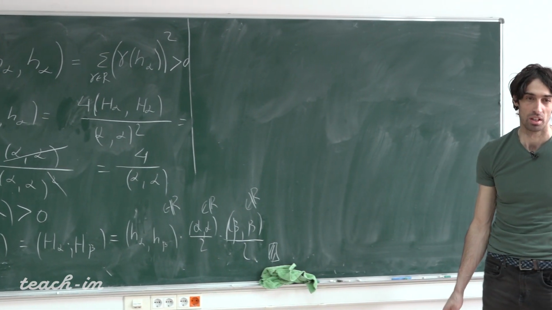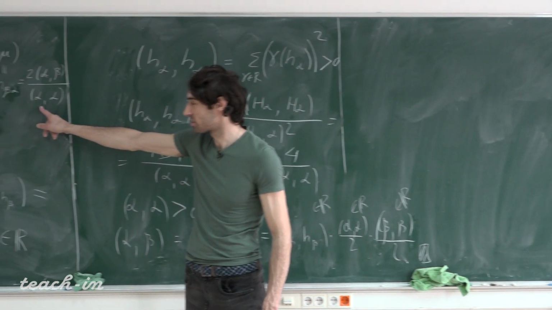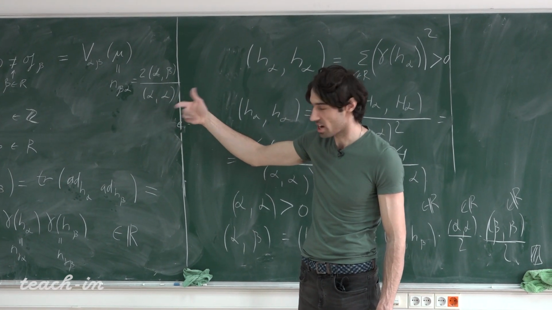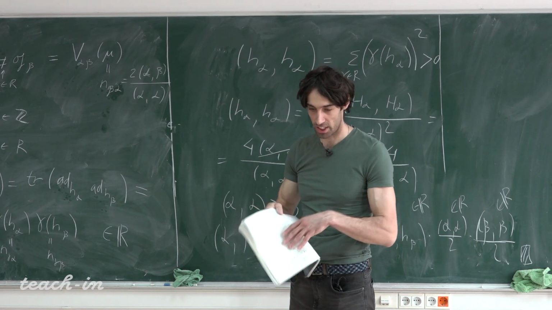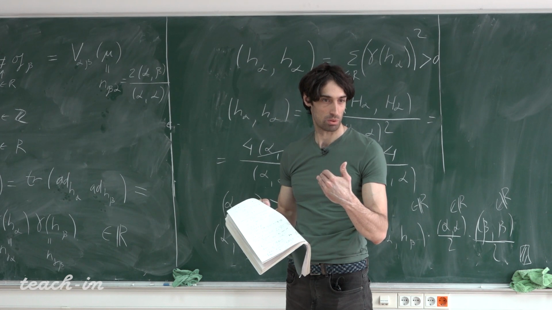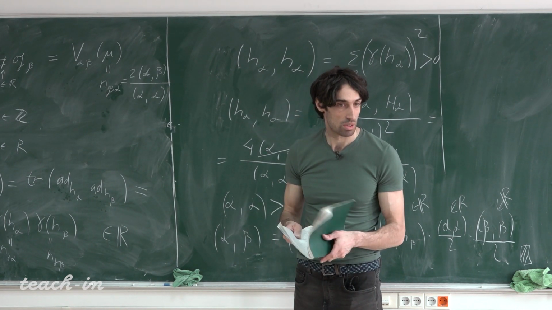We still need to see that R is an abstract root system. So we need to prove that reflection gives me again a root, and we need to check that it's reduced. So this we will do next time.